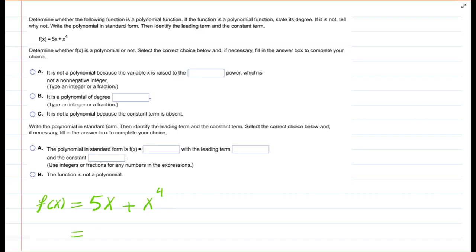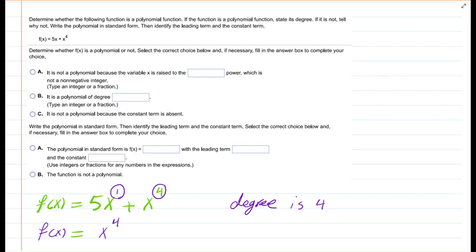The degree of this polynomial here is 4 because one exponent is 4 and the other one is 1, and 4 is greater than 1. So degree here is 4. To write it in standard form and decreasing order, you need to write the greatest term first. Here the greatest term is x to the power 4.